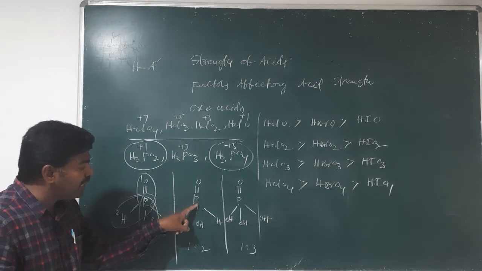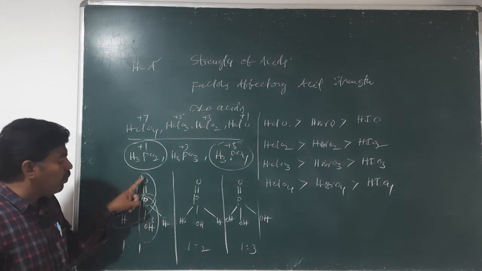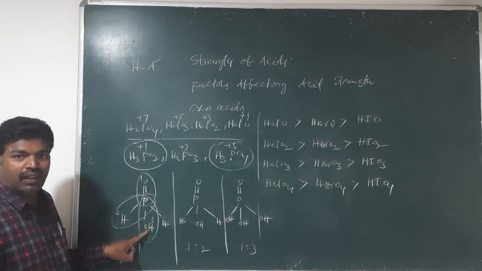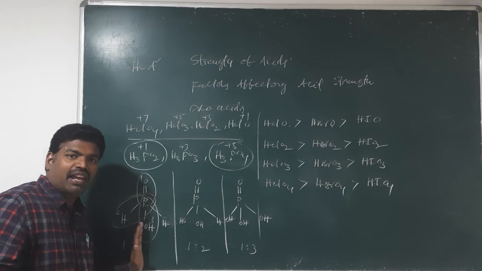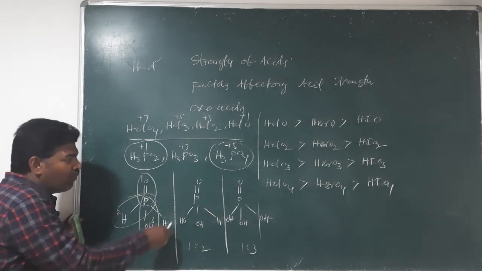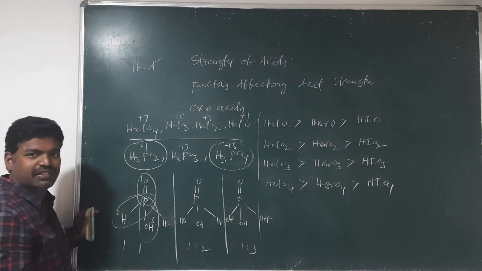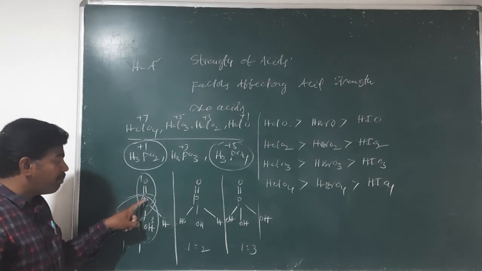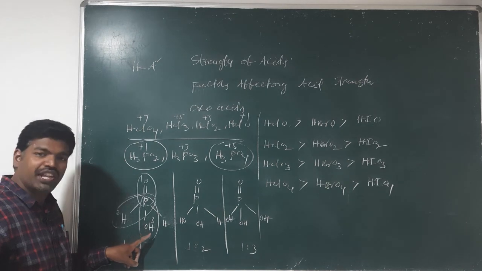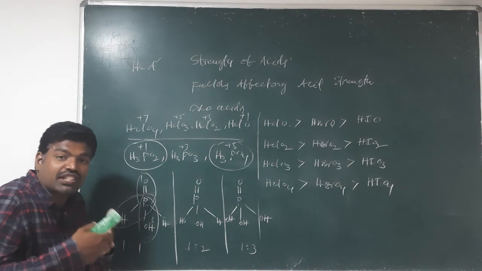So, here the number of P=O groups per P-OH group increases from left to right. So, 1 P=O bond, 1 P-OH bond; 1 P=O bond, 2 P-OH bonds; 1 P=O bond, 3 P-OH bonds. Actually, this P=O group induces polarity in the P-OH group. That's why it can easily lose the proton.